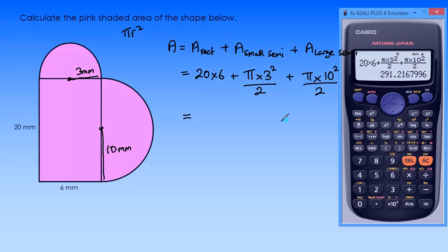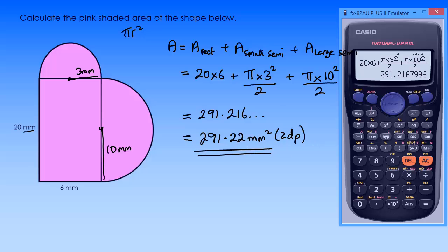291.216 and so on. And I'm going to give this answer to 2 decimal places. I'm not asked for any particular accuracy. So 291 point, so that's 216, so that would round the 1 up. So 291.22, and the lengths are millimeters, and this is an area, so that will be in millimeters squared, and I've given that answer correct to 2 decimal places.